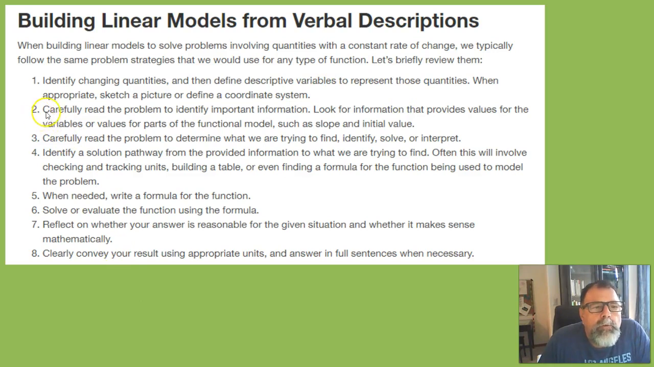Okay. 2. Carefully read the problem to identify important information. Look for information that provides values for the variables or values for parts of the functional model, such as slope and initial value. 3. Carefully read the problem to determine what we're trying to find, identify, solve, or interpret. 4. Identify a solution pathway from the provided information to what we are trying to find. Often this will involve checking and tracking units, building a table, or even finding a formula for the function being used to model the problem.